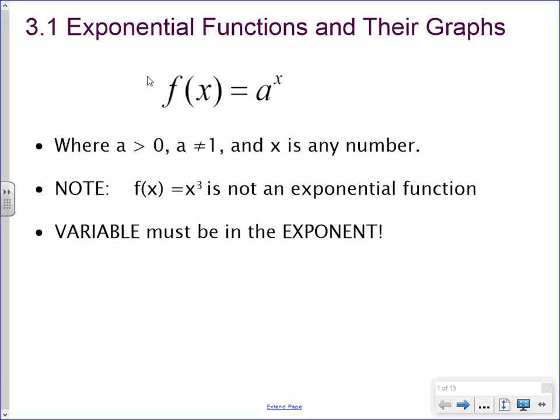X can be any number. A is not, however, going to be 1. Why can A not be 1? 1 to any power is 1. Okay, so 1 to the x is just y equals 1. That's not an exponential function, that is a line.